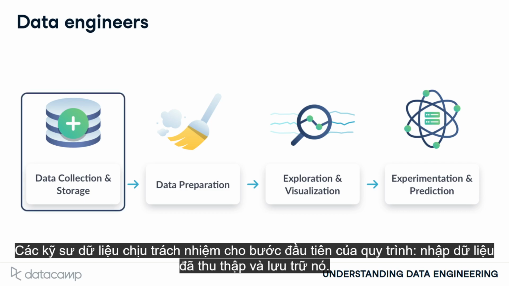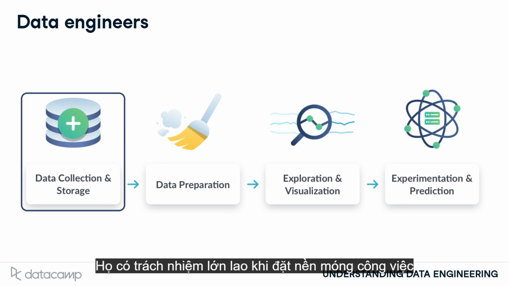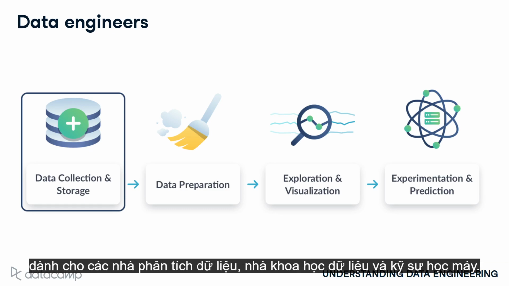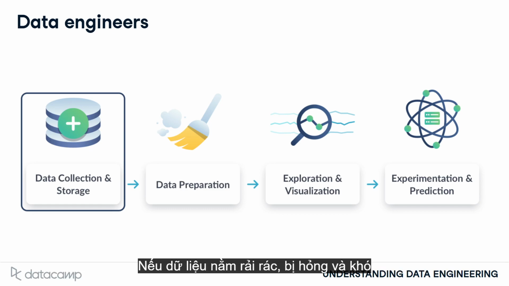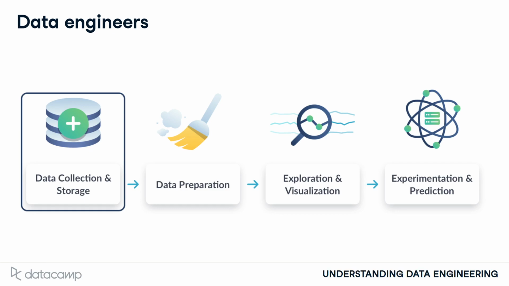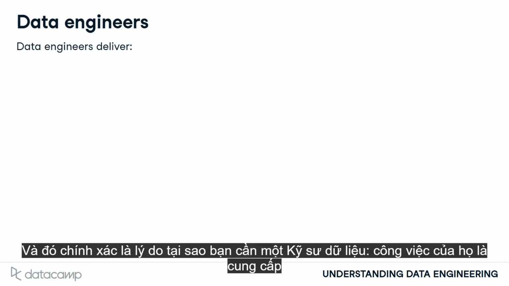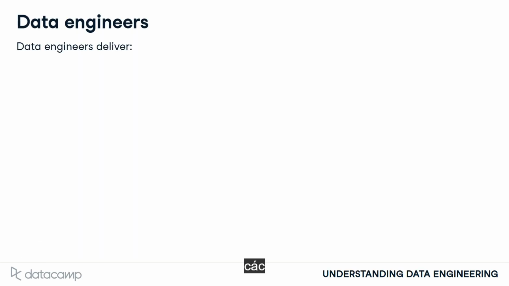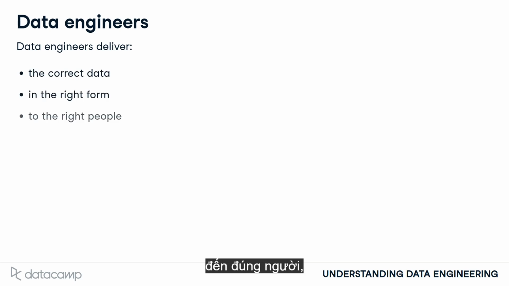Data engineers are responsible for the first step of the process, ingesting collected data and storing it. They have a great responsibility, as they lay the groundwork for data analysts, data scientists, and machine learning engineers. If the data is scattered around, corrupted, and difficult to access, there's not much to prepare, explore, or experiment with. And that's exactly why you need a data engineer. Their job is to deliver the correct data, in the right form, to the right people, as efficiently as possible.